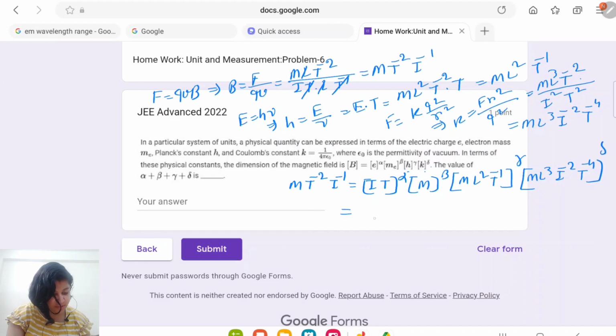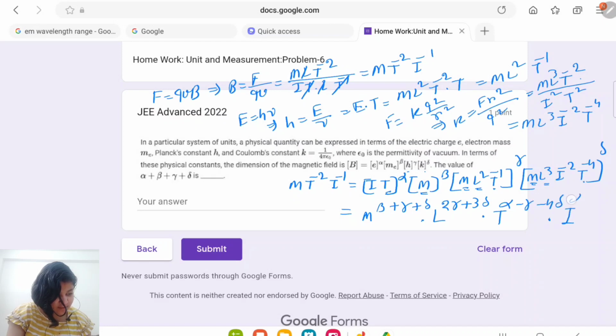We are now going to bring the powers of the similar quantities together. So M to the power beta, M to the power gamma, and there is another M to the power delta. Looking for the powers of L: L to the power 2 gamma plus 3 delta. Looking for the powers of T: alpha minus gamma minus 4 delta, and that for I: I to the power alpha minus 2 delta. We are now going to equate the powers from the right hand side to the left hand side, and the first equation we get equating the powers of M is this. Let us name this as equation 1.